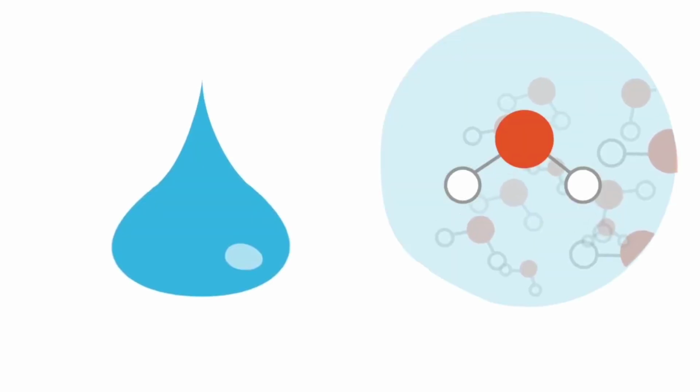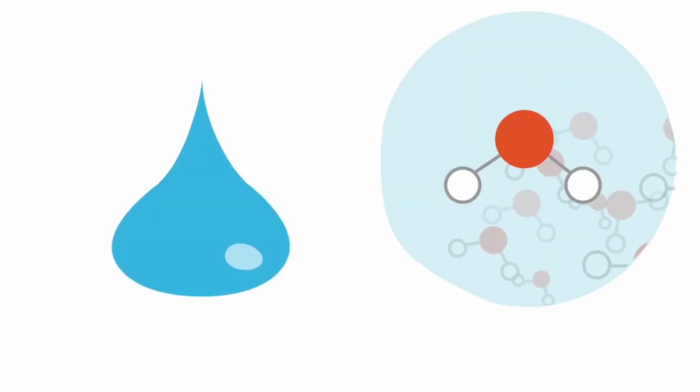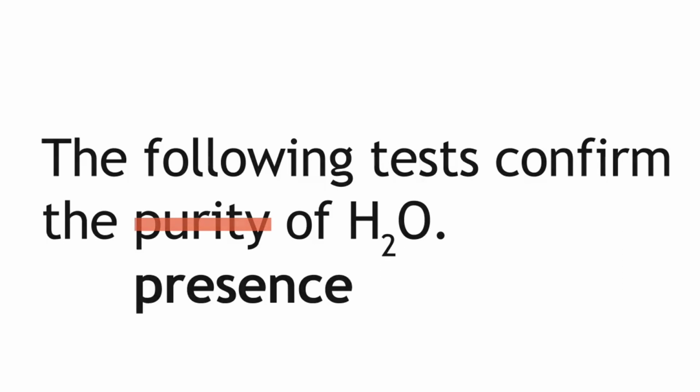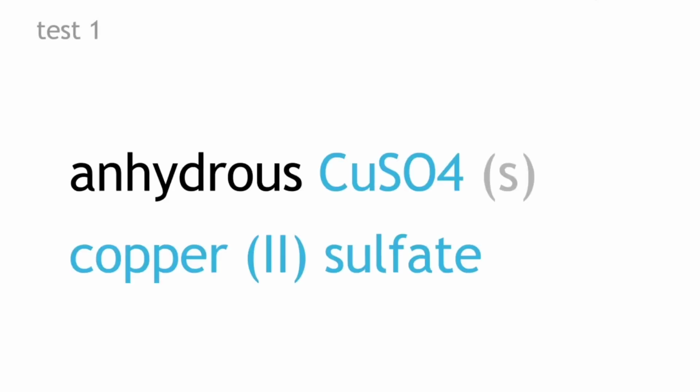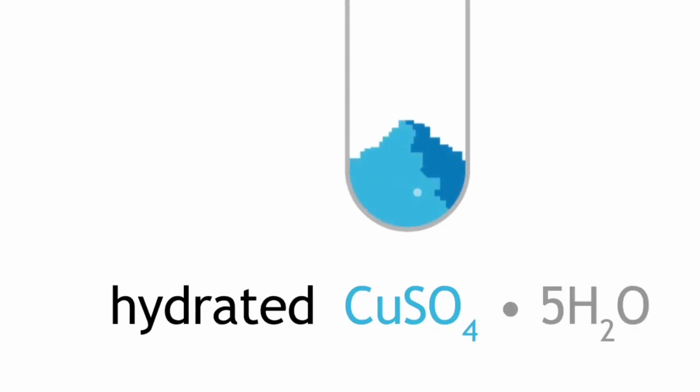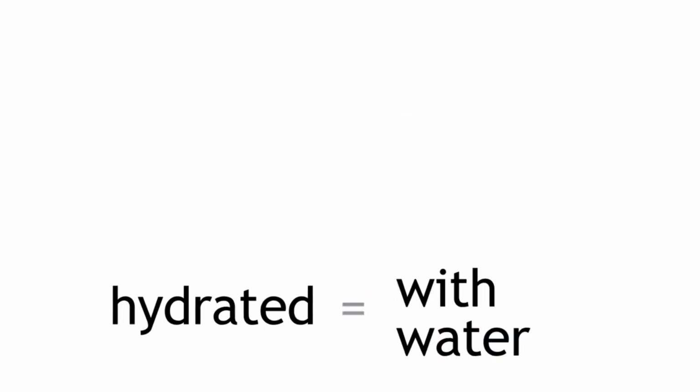In this lesson, there are two main tests for the presence of water. Note that these tests do not confirm the purity of water, only its presence. The first test involves the usage of anhydrous copper 2 sulfate, which is an off-white solid. The term anhydrous means without water. In the presence of water, anhydrous copper 2 sulfate becomes hydrated copper 2 sulfate, which is bright blue. The term hydrated means with water.